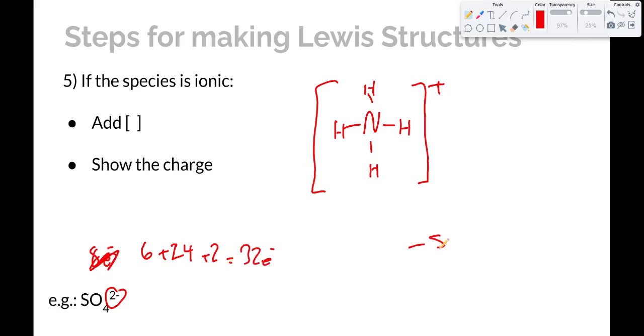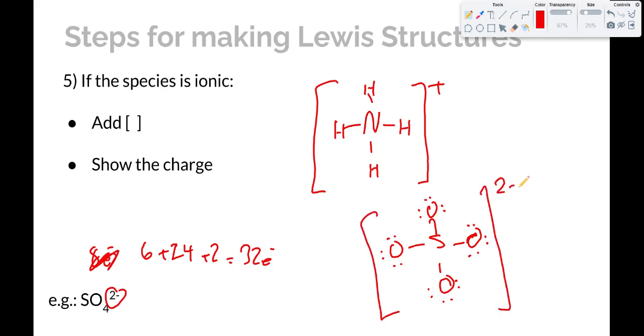We'll put sulfur in the middle because it's closer to the middle of the periodic table and it's listed first. Oxygen on the outside. Sulfur has a full octet. That's stable. Let's add oxygen lone pairs. 2, 4, 6, 8, 10, 12, 14, 16, 18, 20, 22, 24, and then the bonds make 26, 28, 30, 32. That's the correct number of electrons. The structure's good, but it's an ion. So we're going to square bracket it, and we're going to put 2 minus up here.